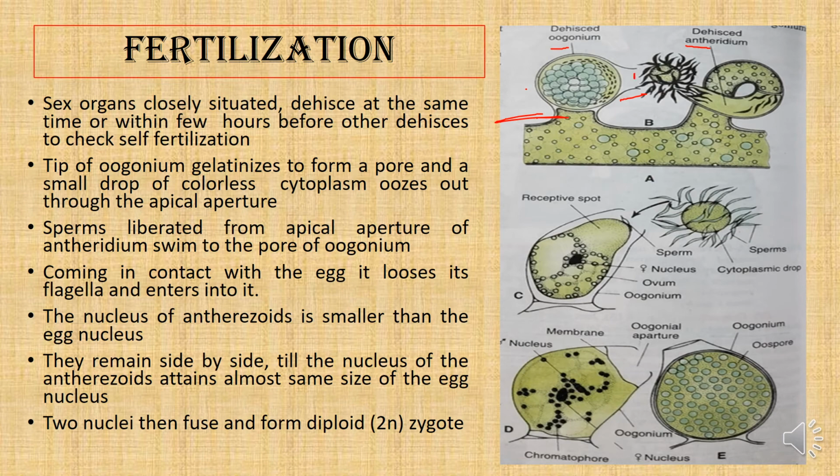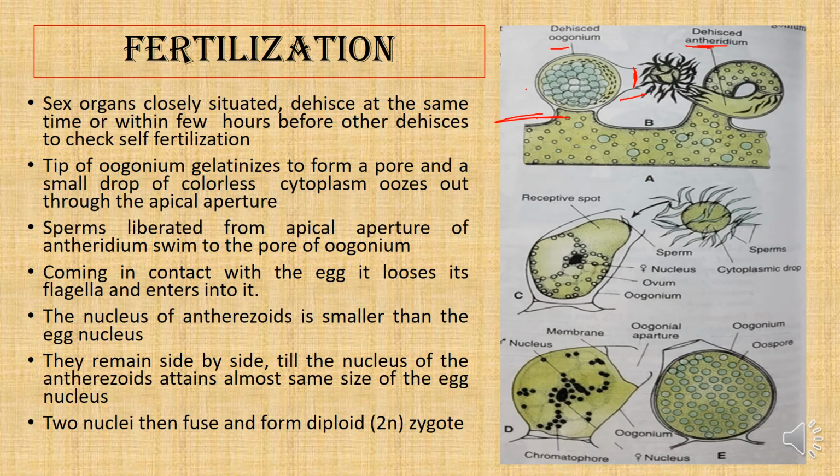And so this is the receptive spot, and from the receptive spot, all the sperm that is liberated from the antheridium, one of the sperm enters and fertilizes. So what happens is that the dehiscent antheridia, by the gelatinization of the wall, the sperms are released, and by the gelatinization of the wall of the oogonia at the receptive spot here, the sperm enter.